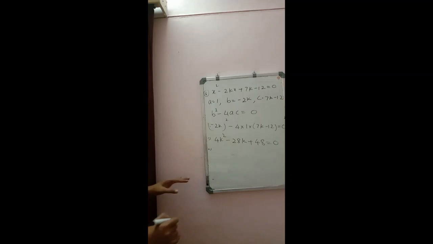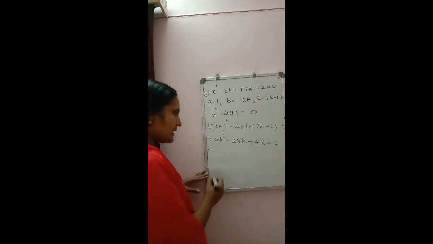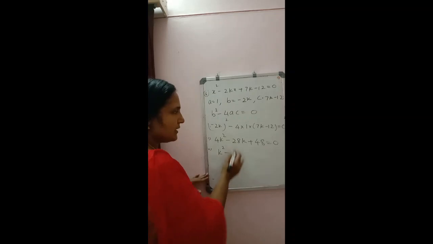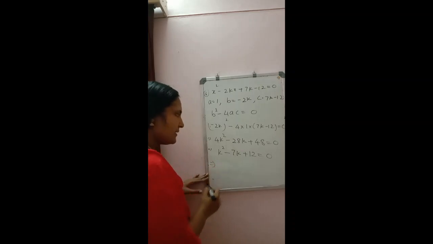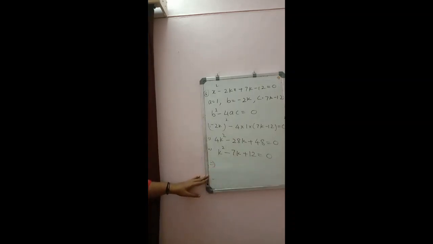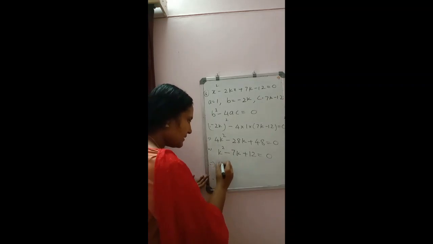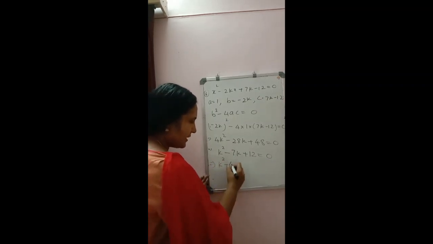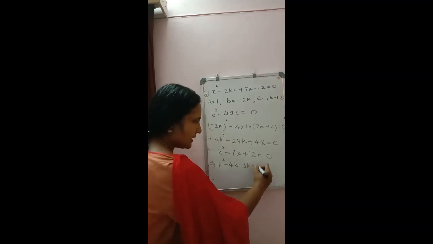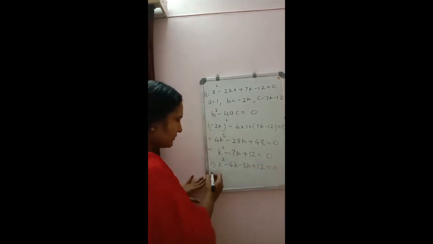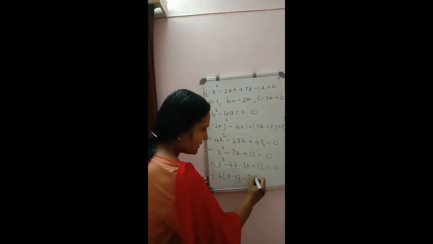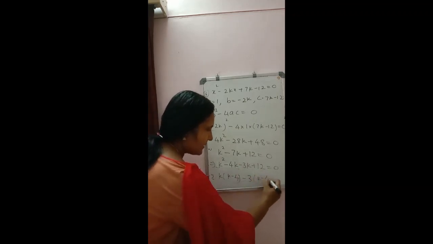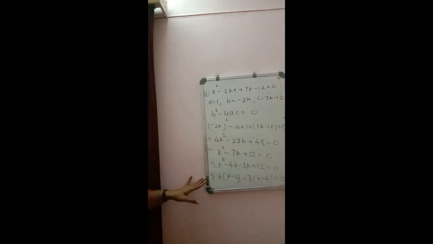You can check all the expressions are divisible by 4. So we can cancel it by 4. It will be equal to k square minus 7k plus 12 is equal to 0. Now either by factorization or by quadratic formula you can simplify it. I am using factorization method. K square minus 7k can be written as minus 4k minus 3k plus 12 is equal to 0. Common factor is k, taken outside, k minus 4. From these two terms, common factor is minus 3, taken outside, then inside the bracket it will be equal to k minus 4 is equal to 0.